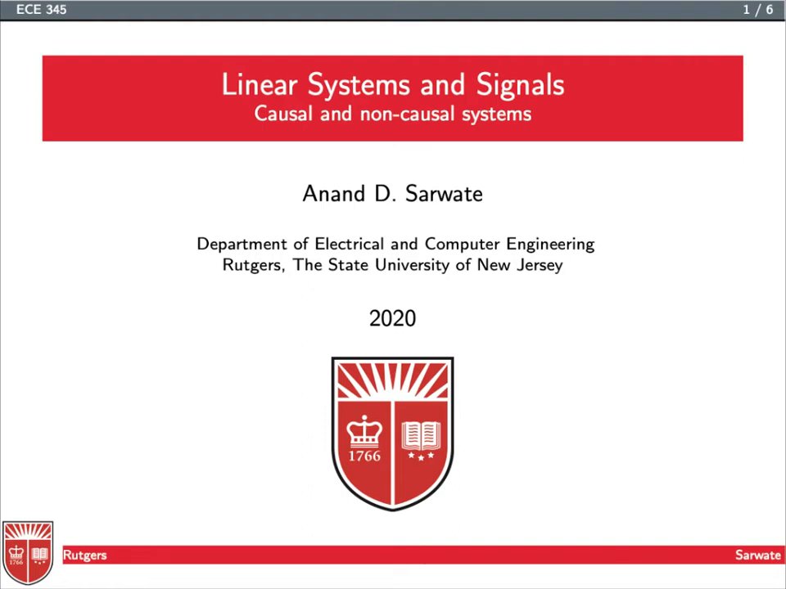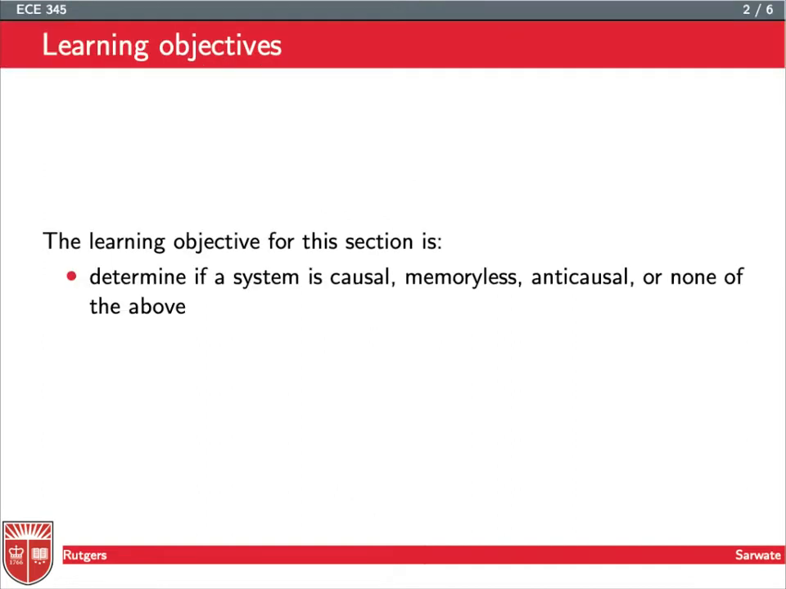On to our next system property, which is causality. So we want to look at causal and non-causal systems. We'd like to determine if a system is causal, memoryless, anti-causal, or none of the above.